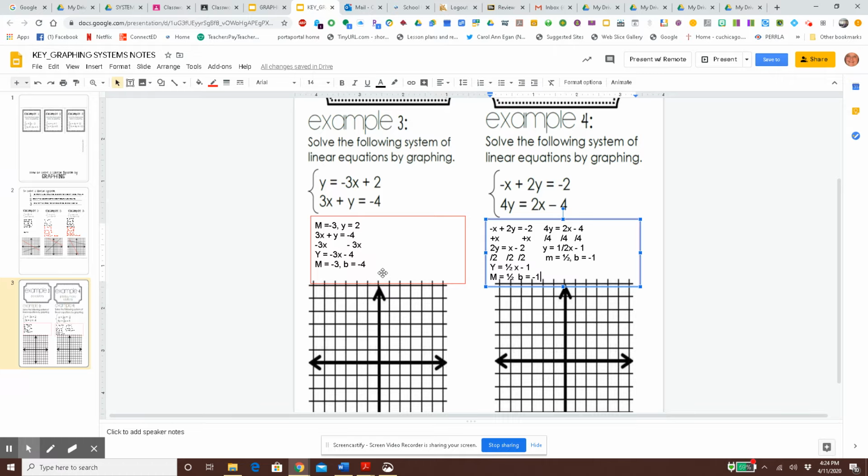So what we should notice in both of these scenarios is that your slopes are the same. So -3 and -3, 1/2 and 1/2. So if you're going to be a special solution, your slopes are going to match between the two equations. Then the difference between infinite solution and no solution is your y-intercept. Because here the y-intercept is 2, and here it's -4.